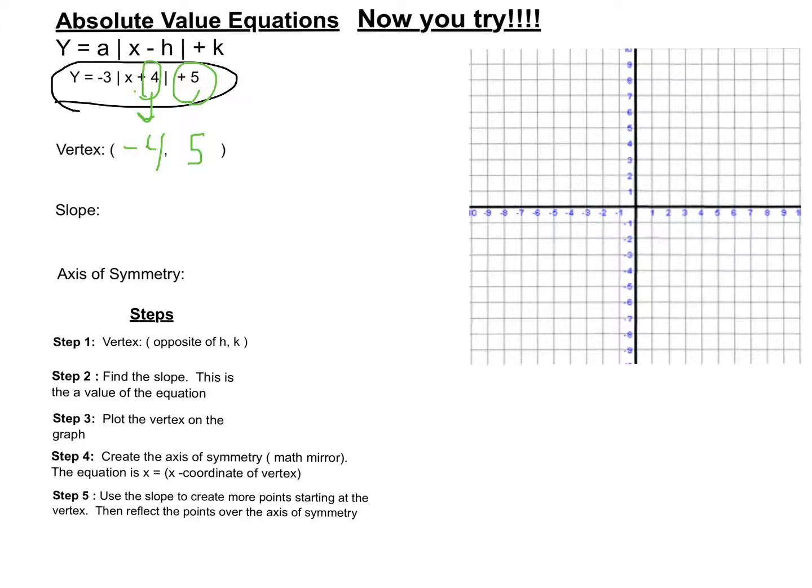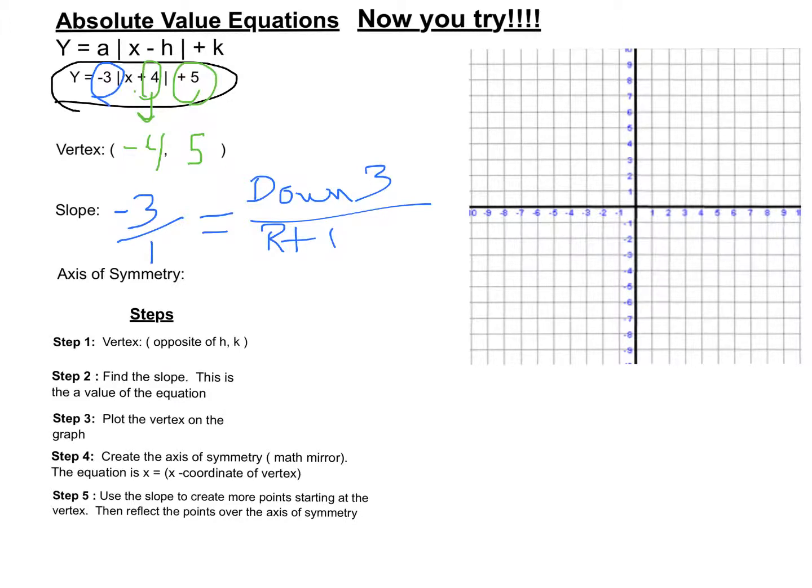Our next step, let's go find the slope. Well, the slope is negative 3. And again, remember that's negative 3 to 1, which means we're going to go down 3 and to the right 1. So that's what this thing says.